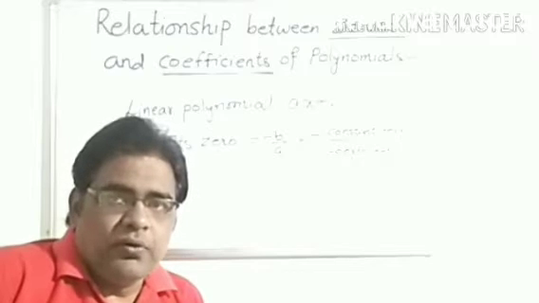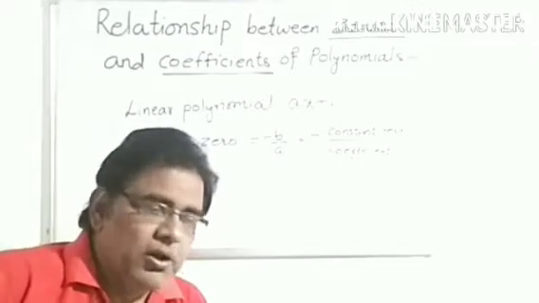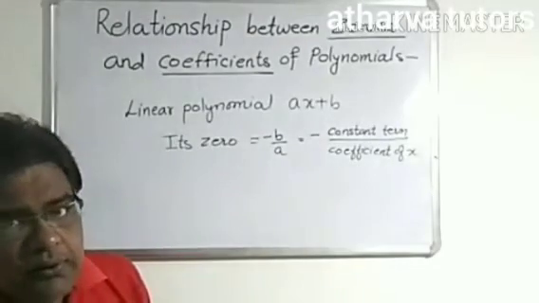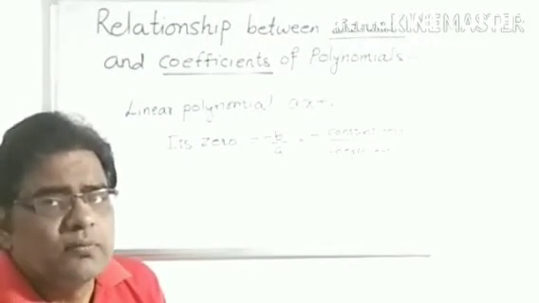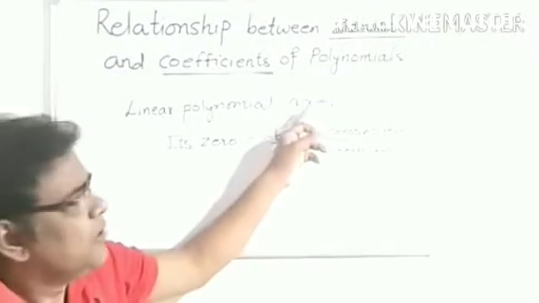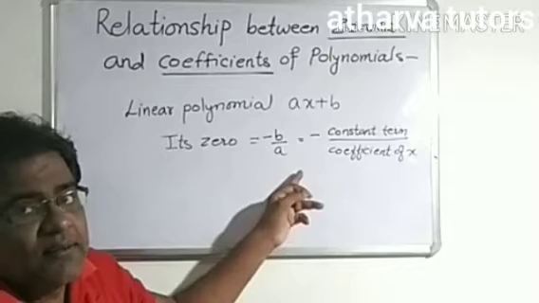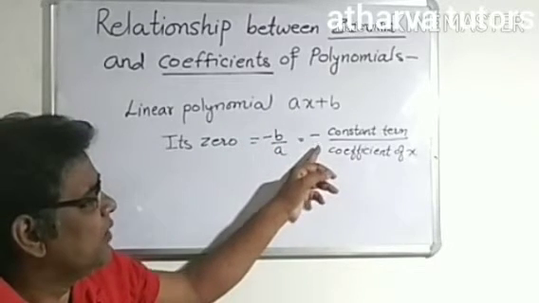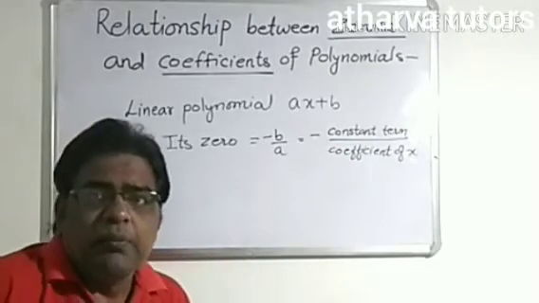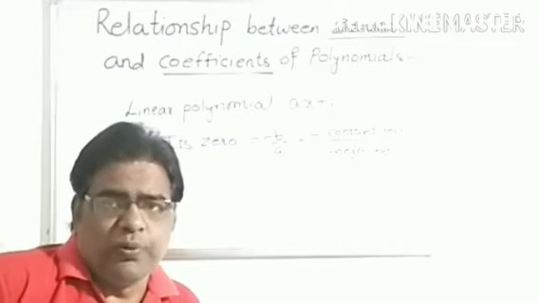In part 1 we studied the geometrical meaning of zeros of a polynomial. As you know, if the linear polynomial is of the form ax plus b, the zero of this polynomial is given by minus b upon a. That is, the zero of a linear polynomial is minus the constant term upon the coefficient of x. By this, you can find the zero of any given linear polynomial.